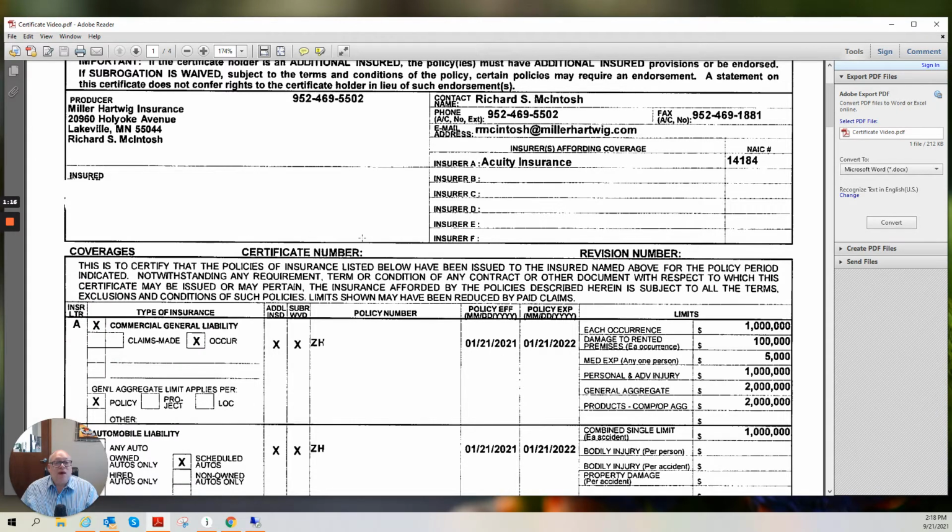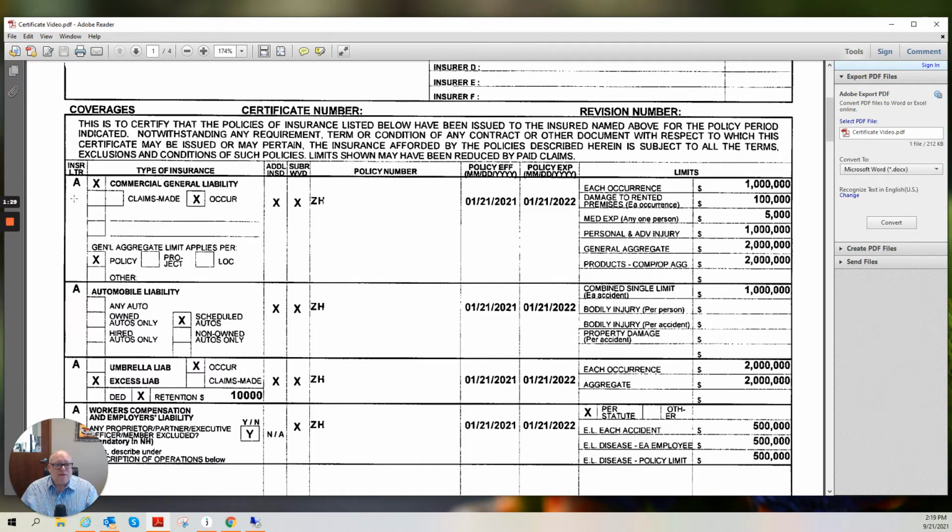Then as we scroll down, we really don't have a certificate number in most cases or a revision number. Maybe on some larger accounts that may come into play. But we have some things over here. So the insuring letter is over here on the left-hand side. That's the company, A, B, C, D, E, F on top. So in this case, we just have one insurance company insuring everything.